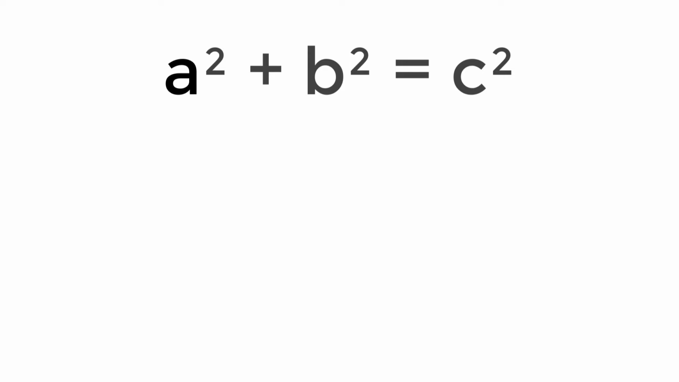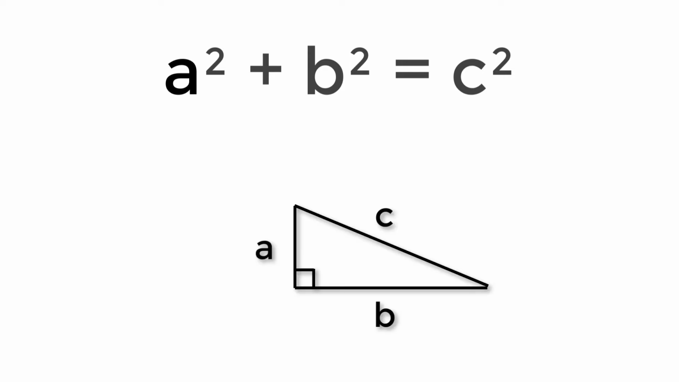a squared plus b squared equals c squared. In this equation, c is the hypotenuse, which is always the longest side of the right triangle. Here's an example. This is what's called the 3, 4, 5 right triangle. Let's solve for c, the hypotenuse.